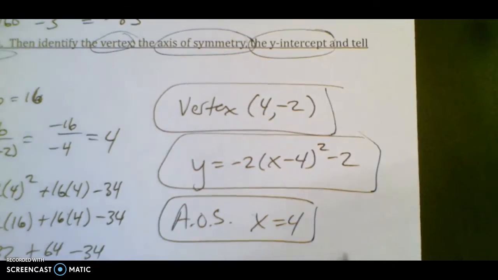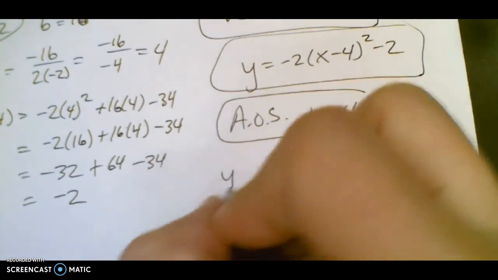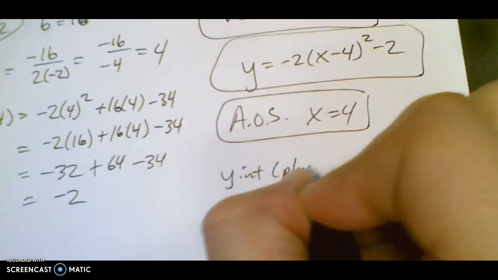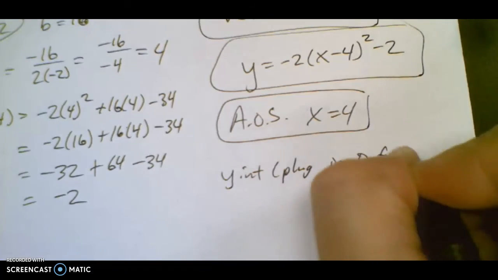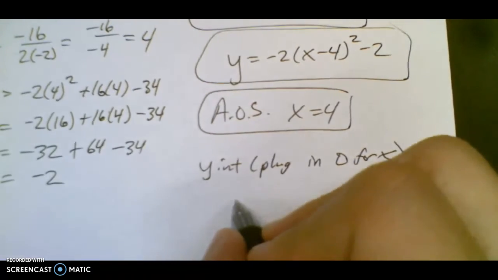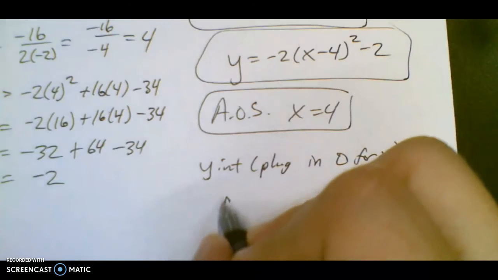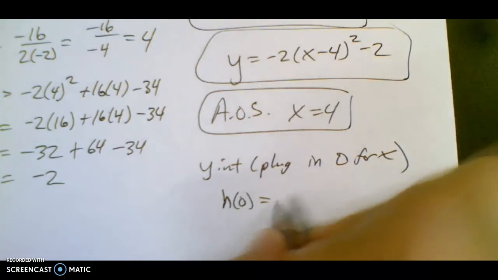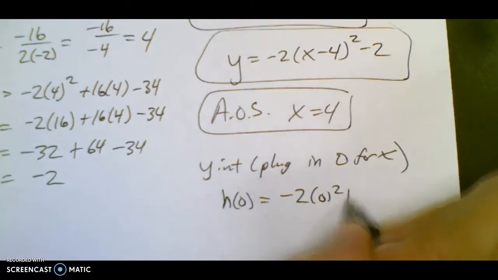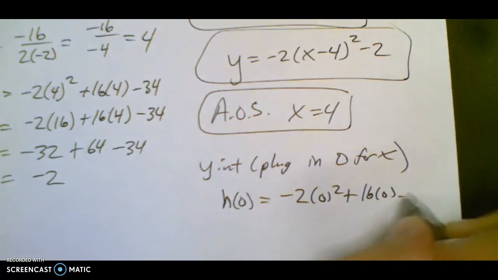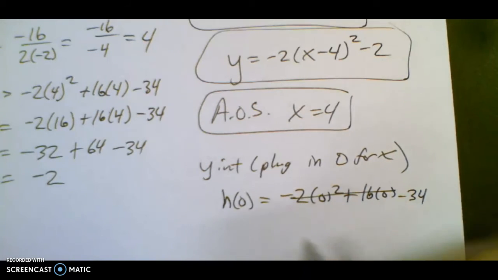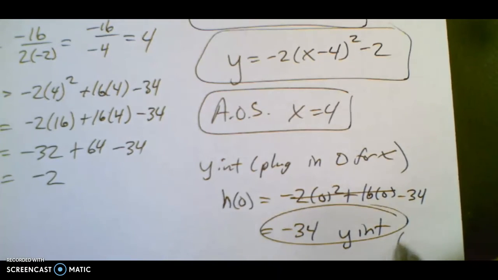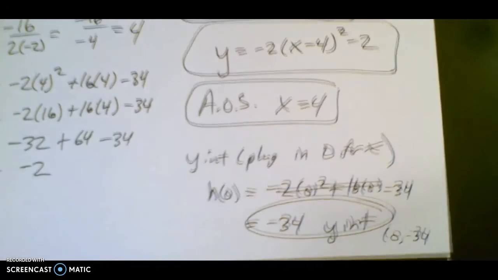And lastly, the y-intercept. I don't know if you remember this, but we've done this earlier in the year. For the y-intercept, you plug in 0 for x. So in the original equation, I'm going to put a 0 in everywhere for x. Negative 2 times 0 squared plus 16 times 0 minus 34. And those go away, and you're just left with negative 34 as your y-intercept. Or you could write the point (0, -34).